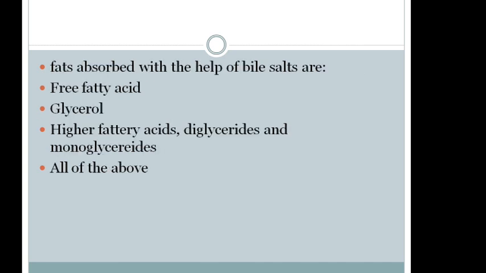Now next question. Fat is absorbed with the help of bile salts as. I think this is the last question. Why D? Why are many of the students answering D? Read all the options carefully. Its answer is C: higher fatty acid, diglyceride and monoglycerides. Free fatty acid and glycerols are the byproduct of fat digestion. So fat absorbed with the help of bile salts is higher fatty acid, diglyceride and monoglyceride. Not all of the above.